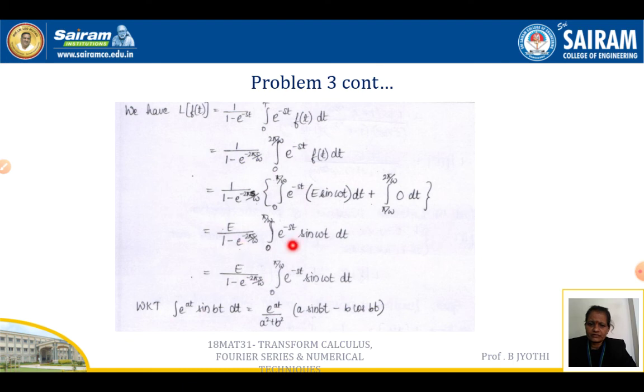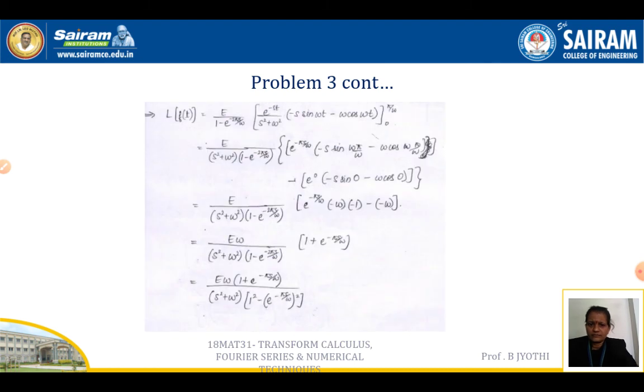So we will get e power minus st into sin omega t dt, and this by applying the standard formula, that is integral of e power at sin bt dt is given by e power at by a square plus b square into a sin bt minus b cos bt. So we use this formula here, and then we get e power minus st by s square plus omega square into minus s sin omega t minus omega cos omega t, where it is 0 to pi by omega.